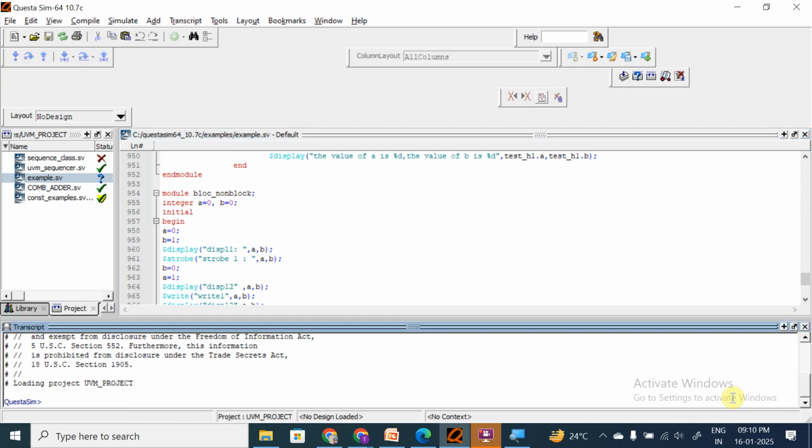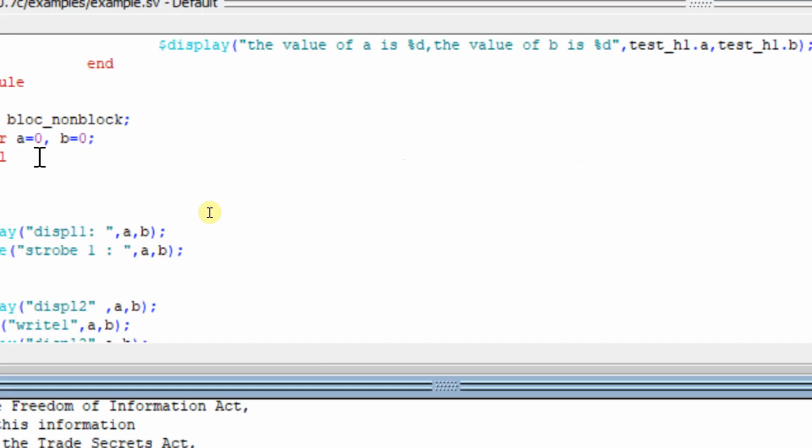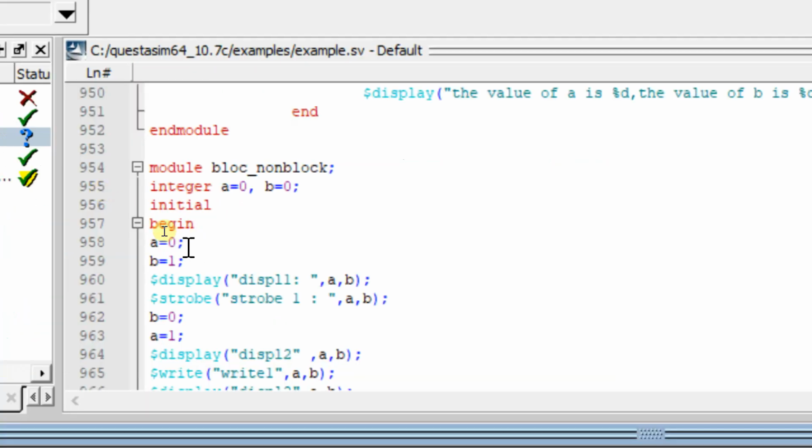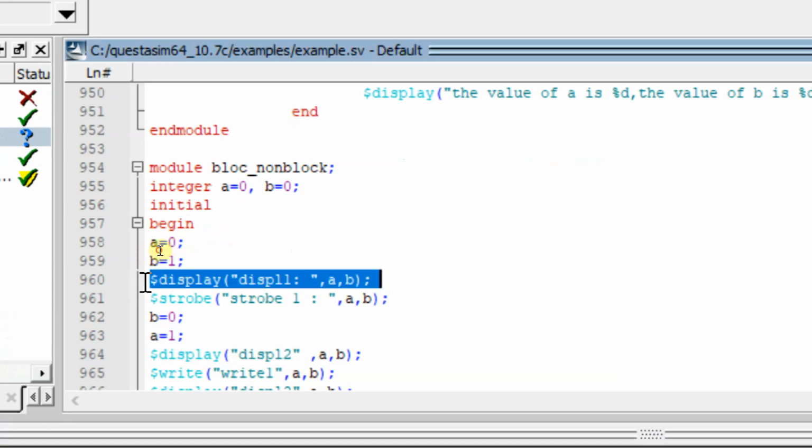Now what I'm doing here: integer a = 0 and b = 0, initial begin, a non-blocking assignment of 0, b non-blocking assignment of 1. I'm using $display and $strobe. So let me display this here. Let me copy this and let me comment this.